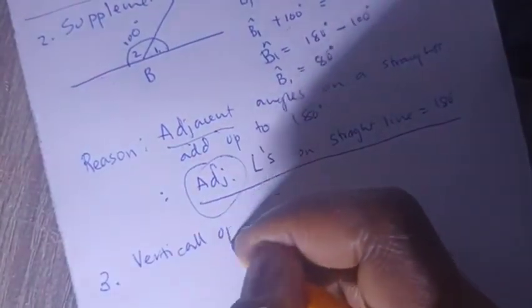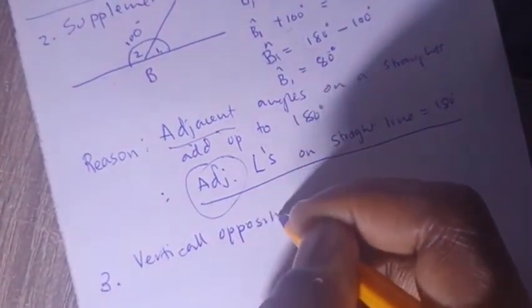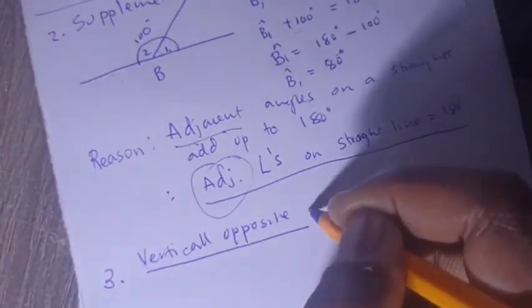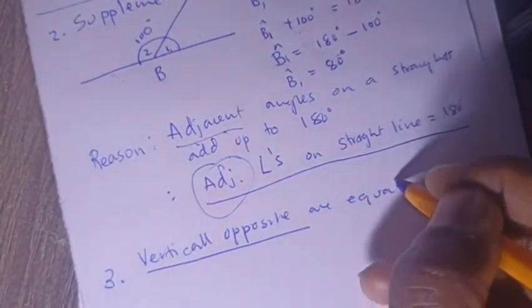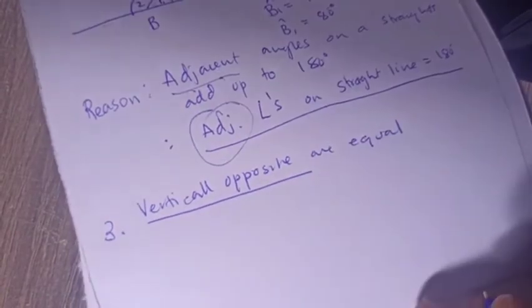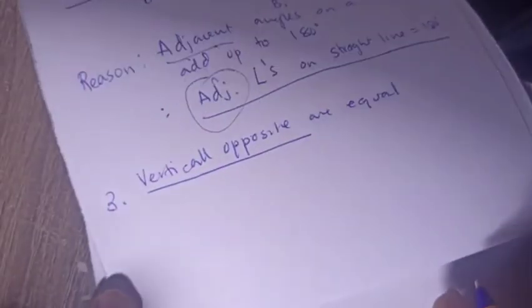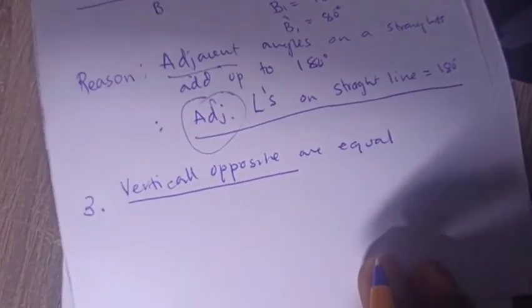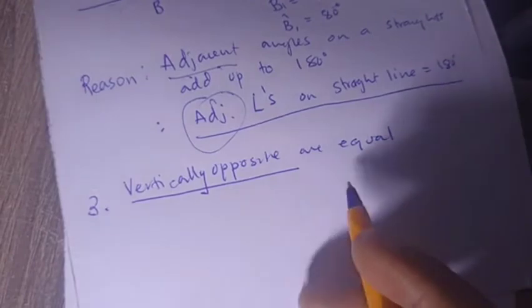The easiest one, I mean, this one everybody knows it. Opposite angles are equal. I hope you can see this handwriting. It's very beautiful. Yes, what do you know about vertically opposite angles? There's a Y there missing. Vertically opposite angles are equal.